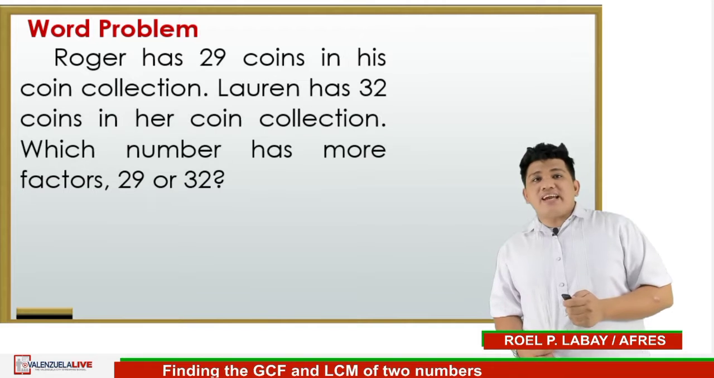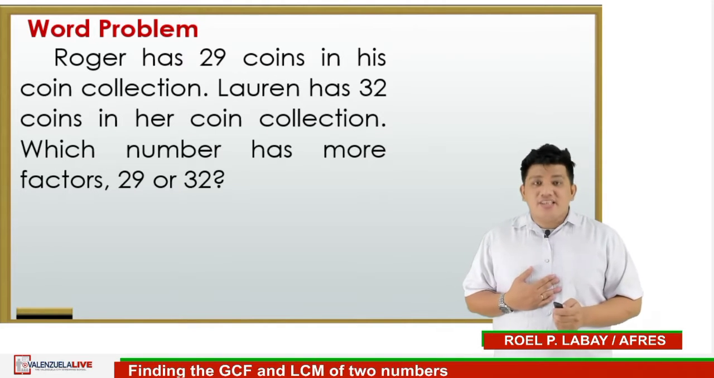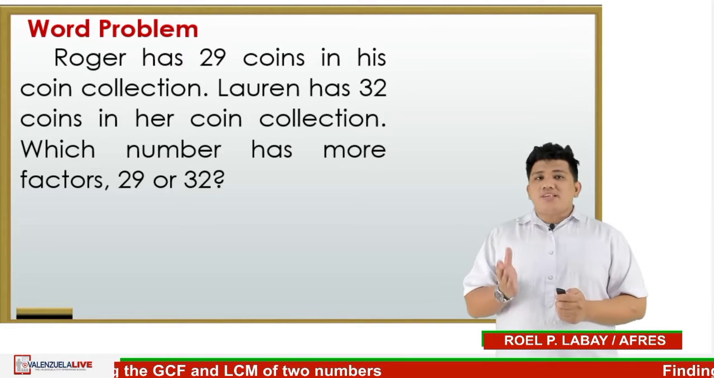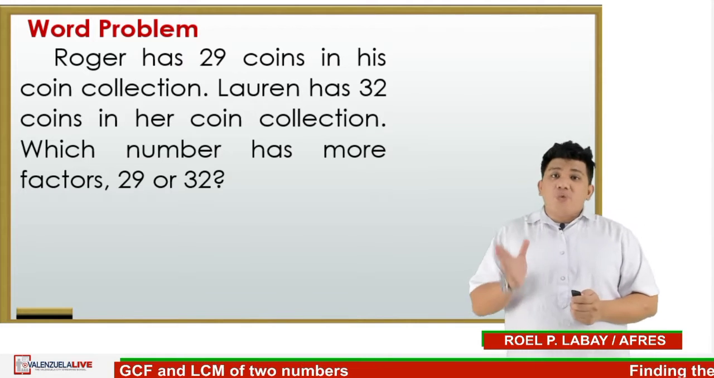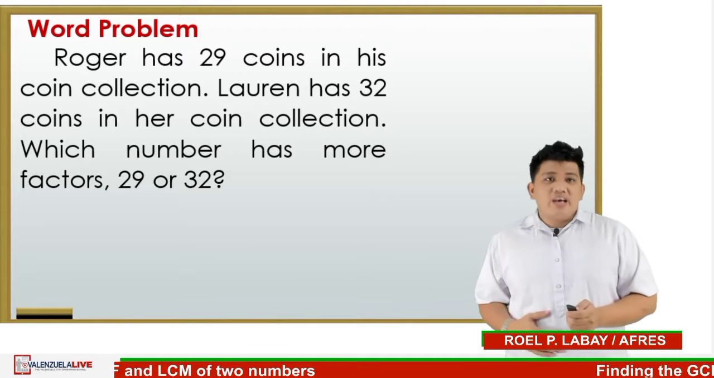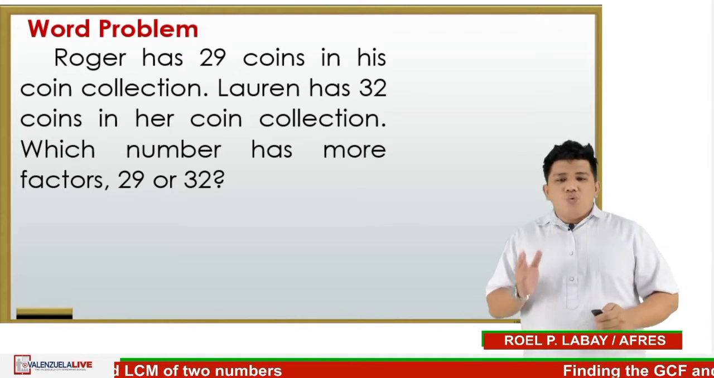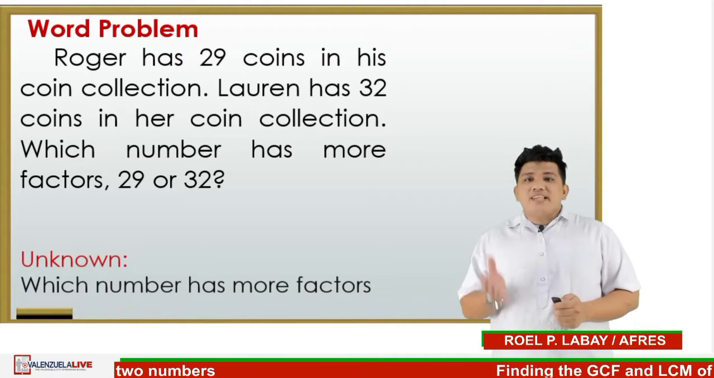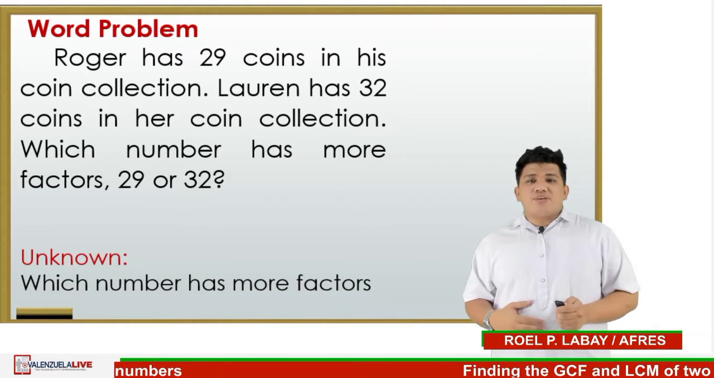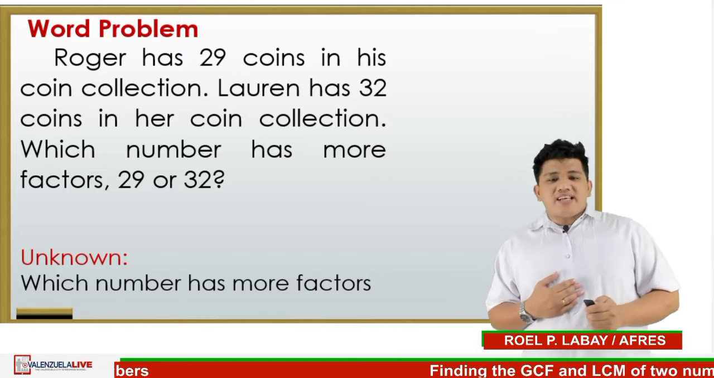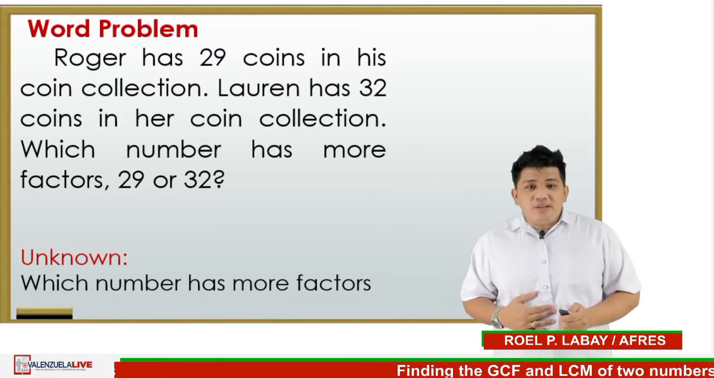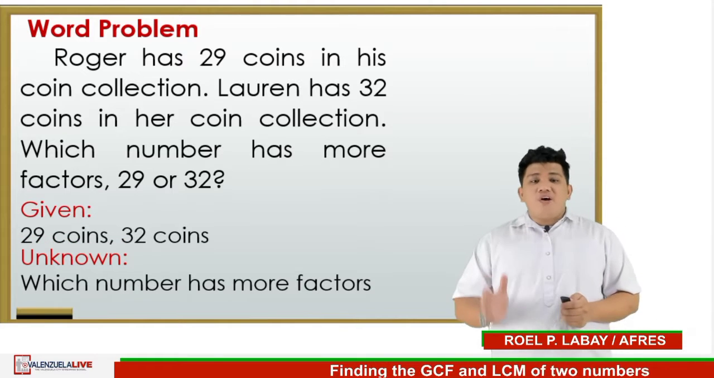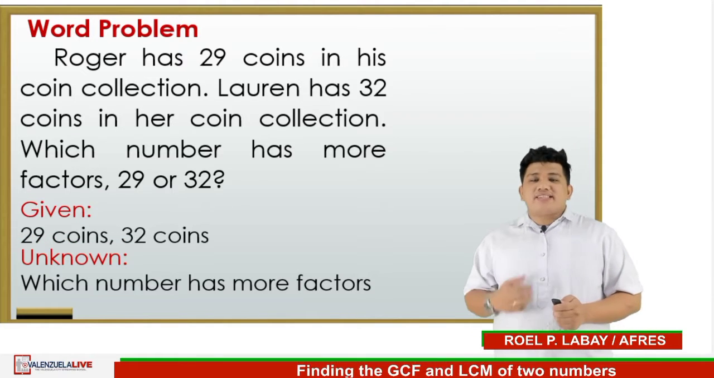Roger has 29 coins in his coin collection. Lauren has 32 coins in her coin collection. Which number has more factors, 29 or 32? Let's analyze the problem. What is asked in the problem? Very good. Which number has more factors? What are the given facts that can help to solve this problem? Yes, Roger has 29 coins and Lauren has 32 coins.